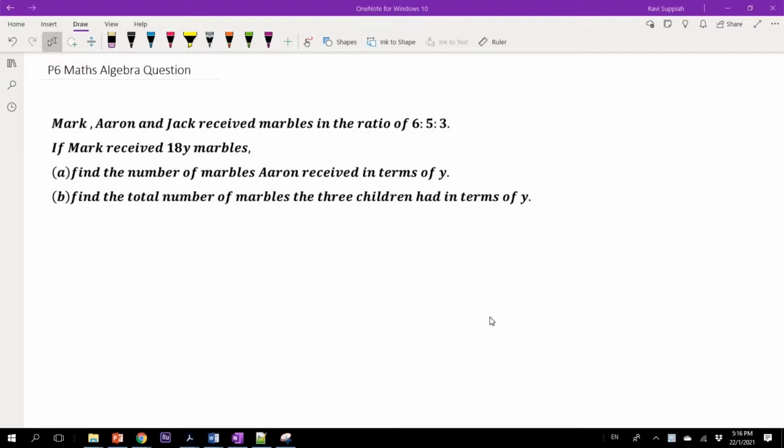Hi, let's look at this P6 Maths Algebra question. We are told that Mark, Aaron and Jack received marbles in the ratio of 6, 5, 3.